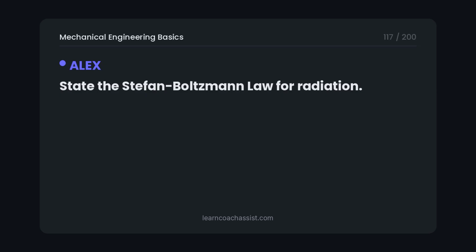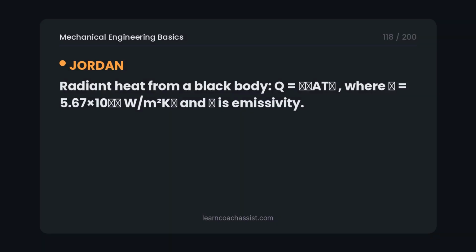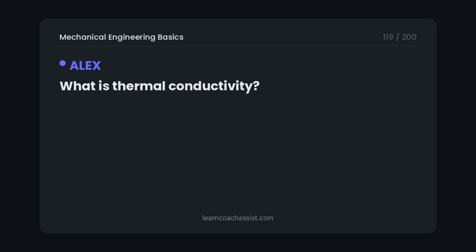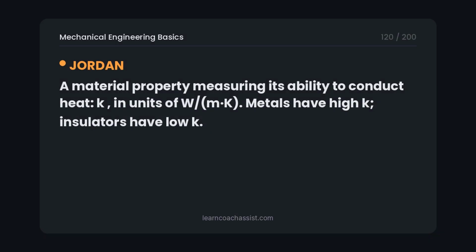State the Stefan-Boltzmann law for radiation. Radiant heat from a black body, Q equals epsilon sigma A T⁴, where sigma equals 5.67 times 10⁻⁸ W/m²K⁴ and epsilon is emissivity. What is thermal conductivity? A material property measuring its ability to conduct heat, k, in units of W/mK. Metals have high k, insulators have low k.